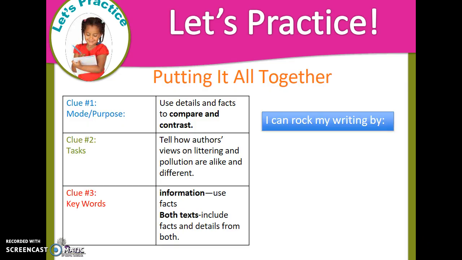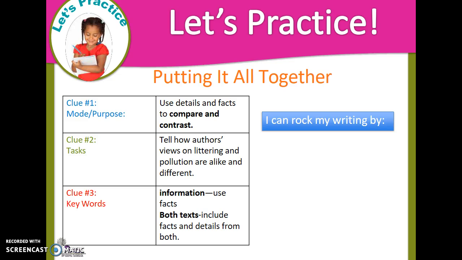Putting it all together. Clue number 1, mode and purpose. Use details and facts to compare and contrast. Clue number 2, tasks. Tell how authors' views on littering and pollution are alike and different. Clue number 3, key words. Information. Use facts. Both texts include facts and details from both.